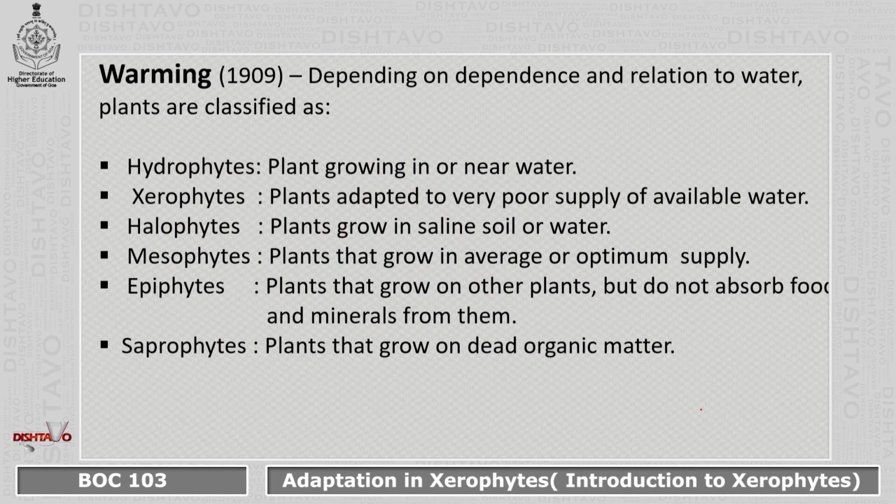Way back in 1909, Warming classified plants into different categories depending upon their dependence on and relation to water, like hydrophytes, xerophytes, halophytes, mesophytes, saprophytes, and epiphytes.